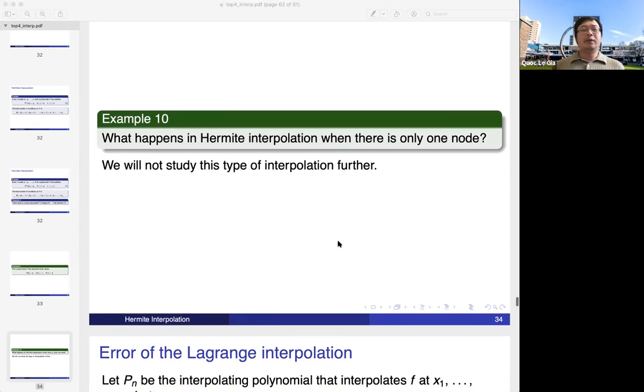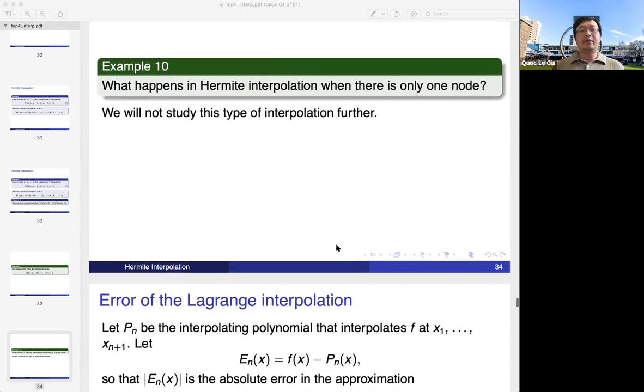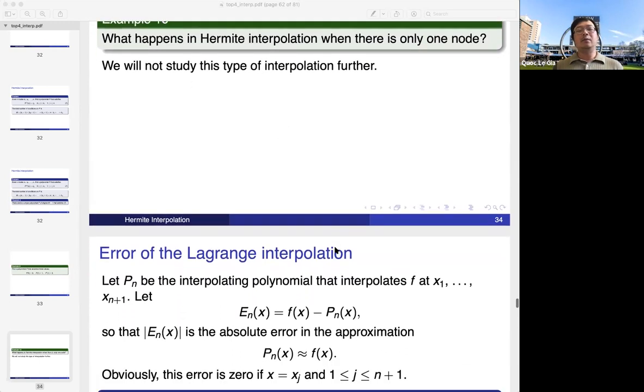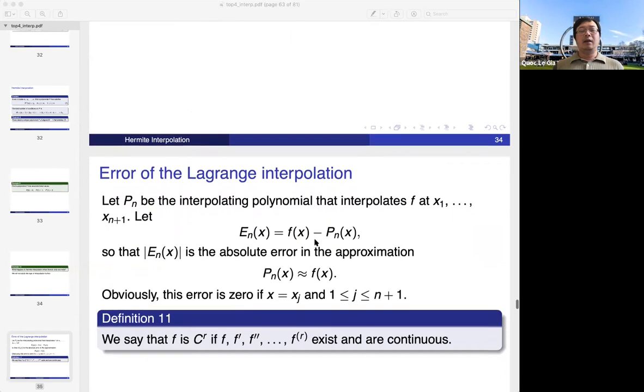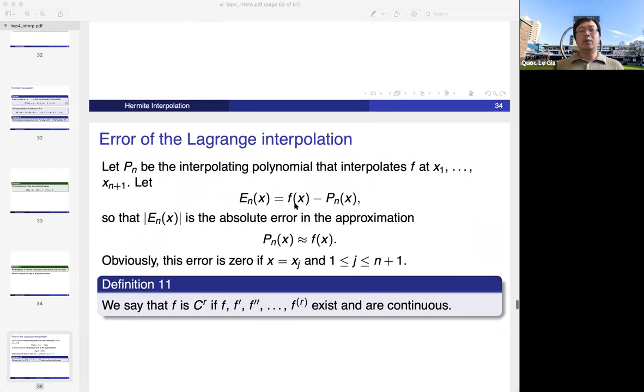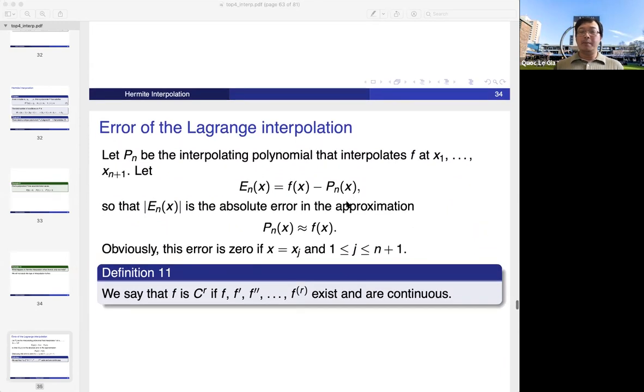So now the next topic I want to say is what are the errors? The error is the difference between the exact function and the polynomial you try to interpolate. Remember you have interpolation condition at the data points only, x1 up to xn plus 1. But what happened at other points? So that is the question. So what happened at other points?